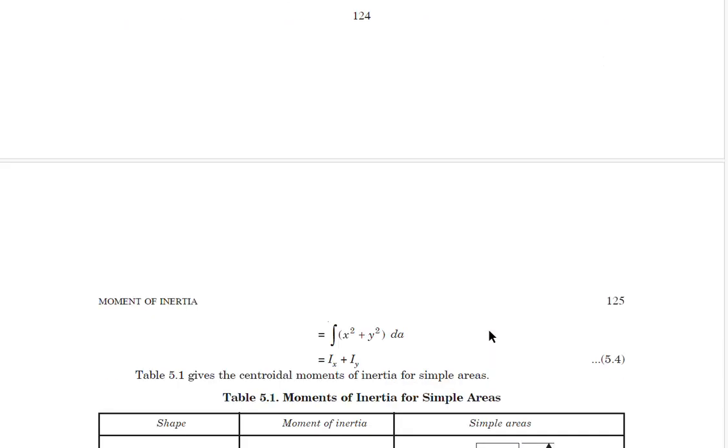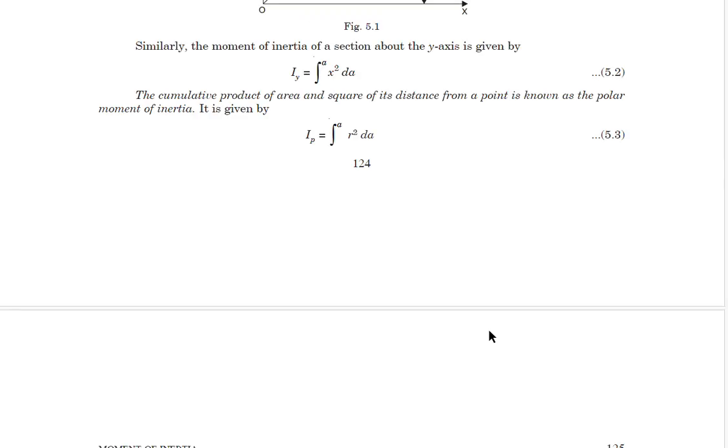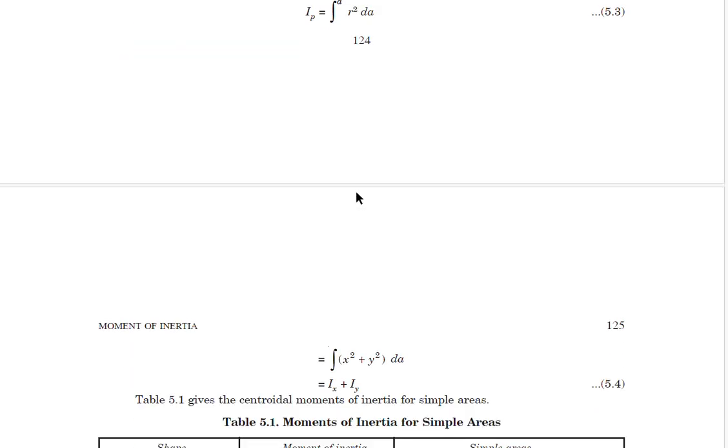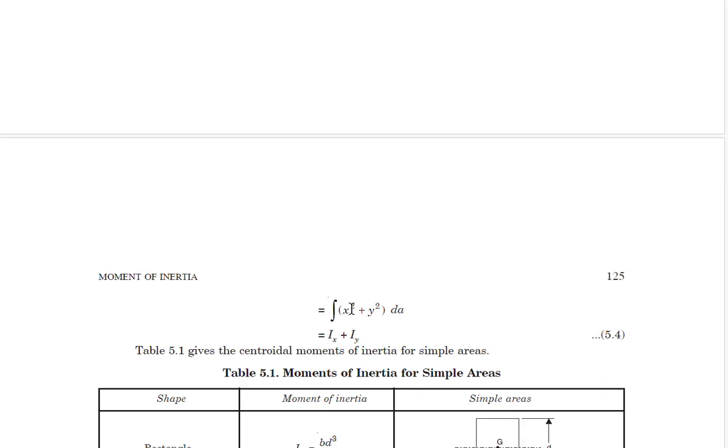Okay, now if we want to find out the total moment of inertia, the cumulative product of area and square of its distance from a point is known as the polar moment of inertia. So that derivation is also given over here, which is given by equation 5.4.